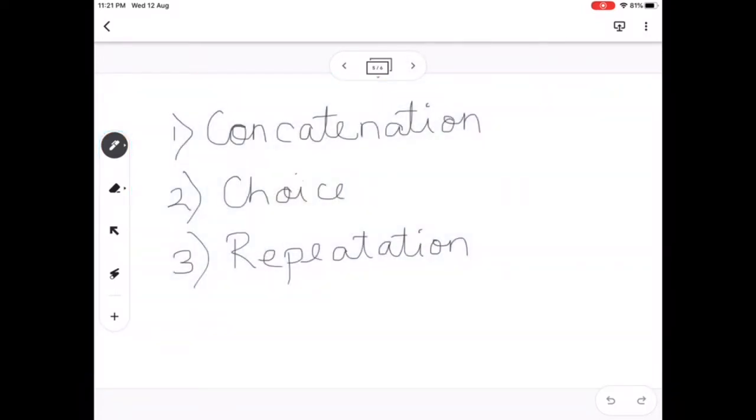So there are basically three operations of regular expression. The first is concatenation, second is choice, and third is repetition. So we will see one example of each.